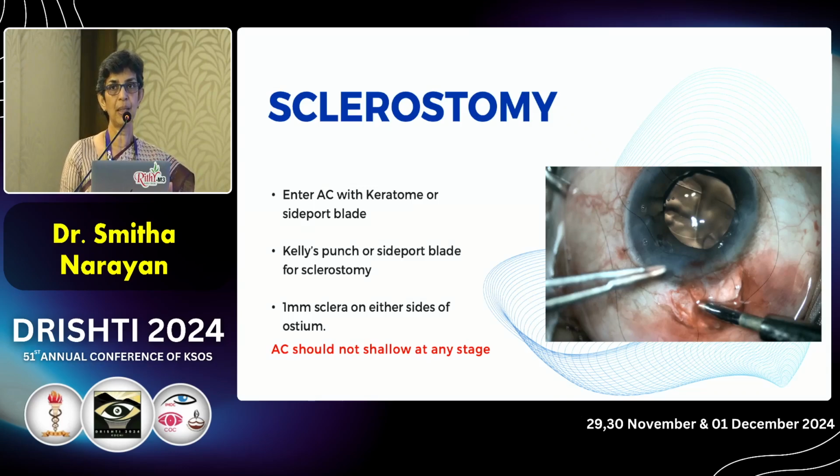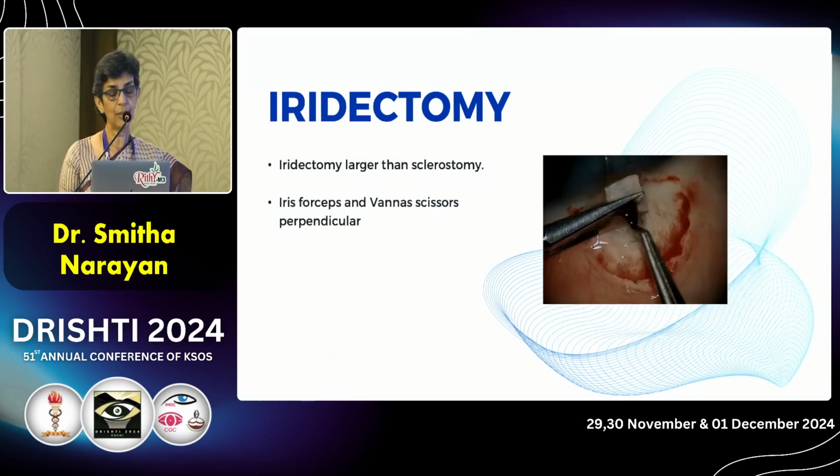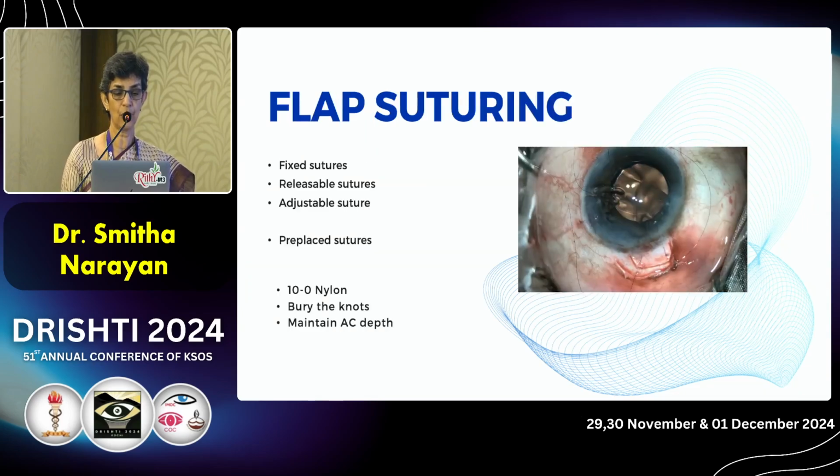Sometimes, if you are anticipating that there would be a risk of any of the serious complications of trabeculectomy, it is best to put a pre-placed suture. Iridectomy is performed using the Vannas scissors and the iris forceps kept at 90 degrees to each other, and the iridectomy opening should be larger than the sclerostomy opening.